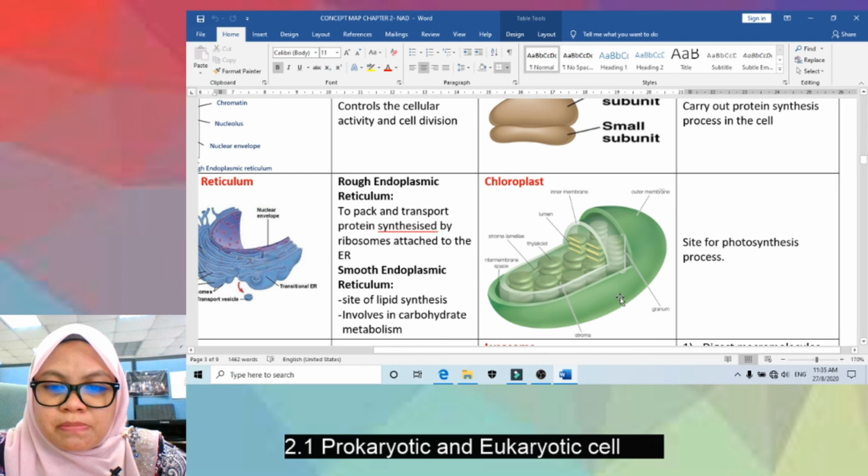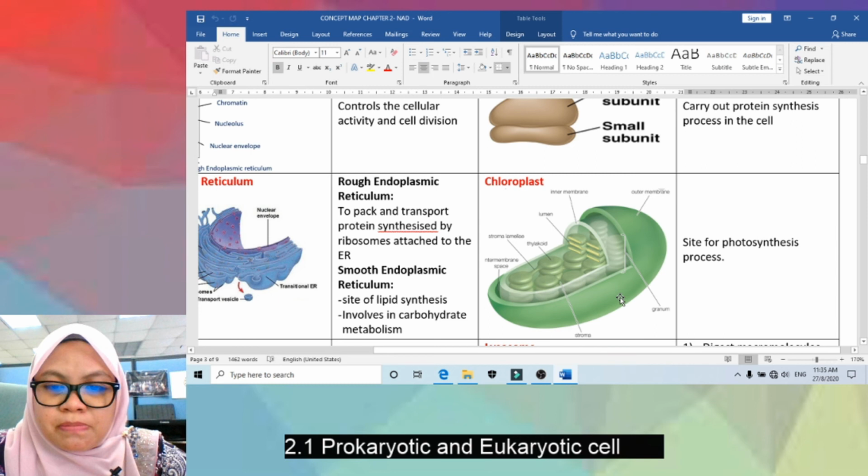And then a bundle of thylakoid we call a granum. Then the grana are connected by lamella. And then the fluid in the chloroplast, we do not call it matrix, okay, specifically we call it stroma. And this chloroplast, the function is as the site for photosynthesis, so that's why it is only present in plant cell.